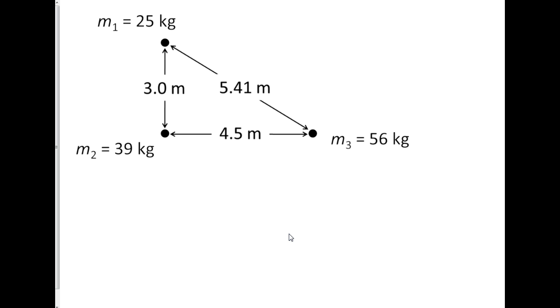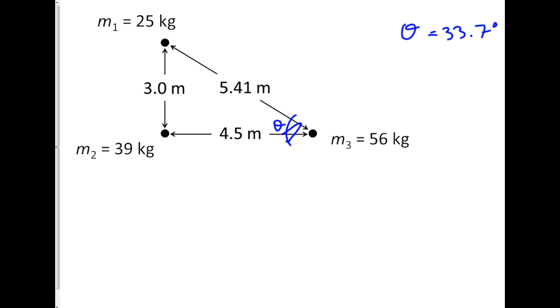So the first thing I'm going to do, and this will be useful, I'm going to first find the angle theta formed right here. So theta is easy to find. It's the inverse tangent of 3, the adjacent leg, over 4.5. And when I plug this into my calculator, I get theta equal to 33.7. So theta then, and we'll use this again later, is 33.7 degrees.